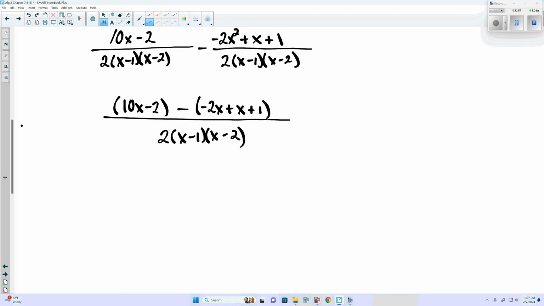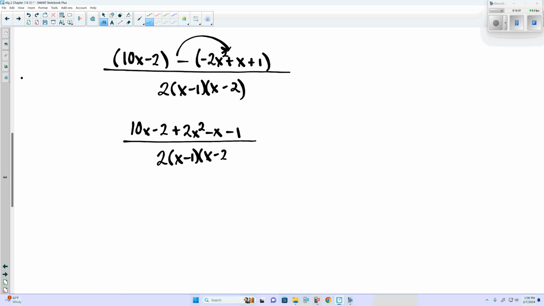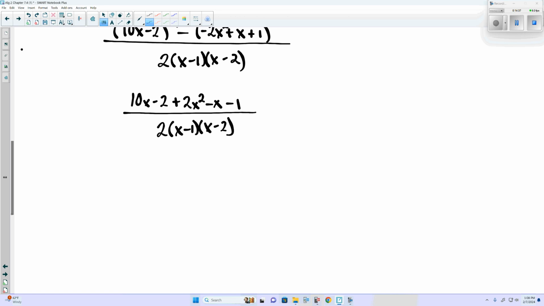And again, with subtraction, it is going to be good to use parentheses as a reminder to us that the second one's signs will change. Because when we subtract our negative 2x squared, the negative makes it positive 2x squared. When we subtract our positive x, it makes it negative x. And when we subtract our positive 1, it makes it negative 1. Questions on this here?